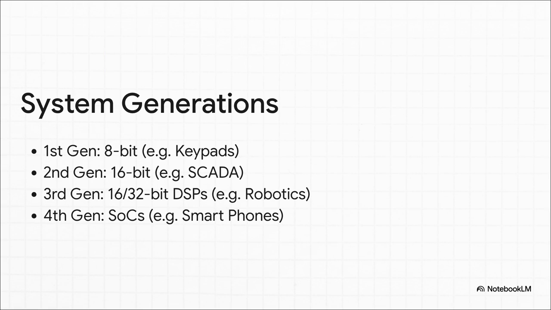As a high-yield exam checklist, remember the 4 generations. First-gen systems were basic 8-bit microprocessors, like early digital telephone keypads. The second generation bumped things up to 16-bit, which gave us industrial SCADA control systems. Third generation, that brought high-performance 16 or 32-bit digital signal processors and ASICs, perfect for complex robotics. And finally, our current 4th generation uses highly complex system-on-chips and multi-core processors. Basically, think of the incredibly powerful smartphone sitting in your pocket right now.